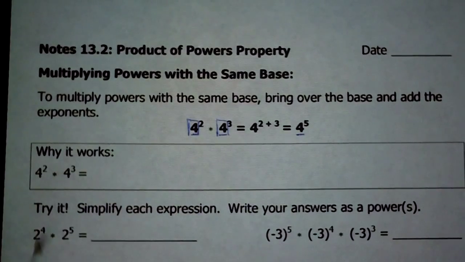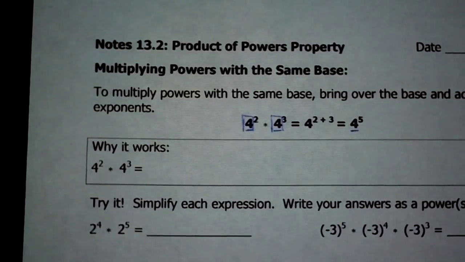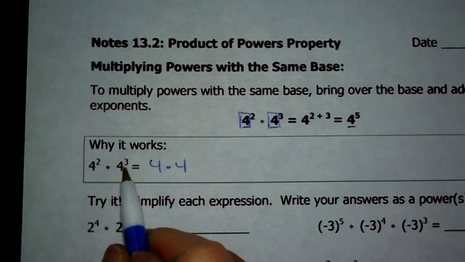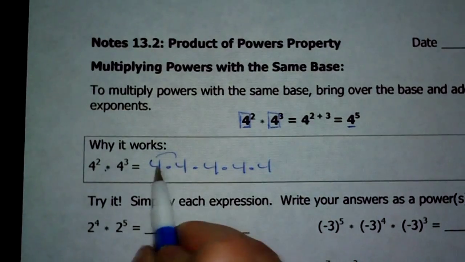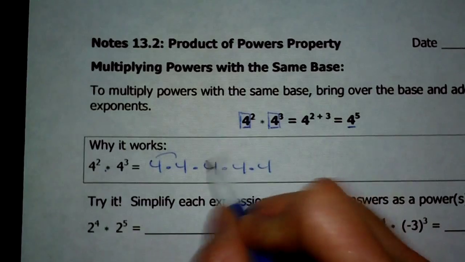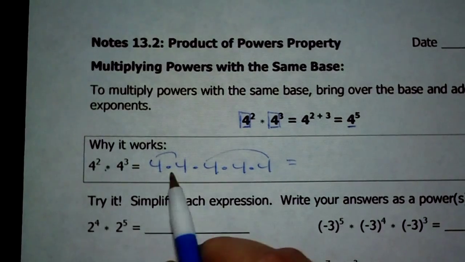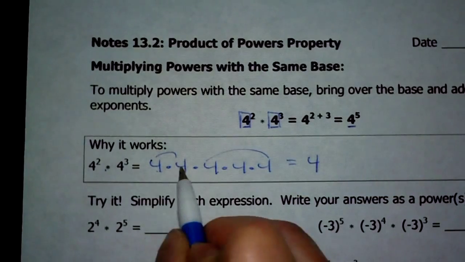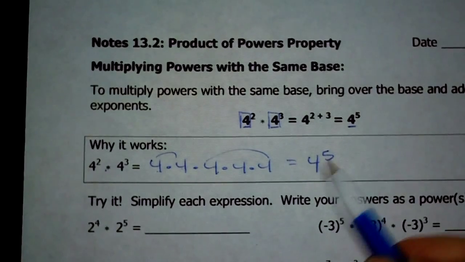So why it works, if you think about it, 4 squared, and yes, I want you to write this, everything I write you write. 4 squared really means 4 times 4, right? And 4 to the third power, if I'm multiplying this, means I have 3 fours. So this represents my 4 squared. This represents my 4 to the third power. In our first lesson, we learned how to rewrite this as a power, right? When you see the same base written over and over again, multiplied by one another, you can bring over that base and you use an exponent to tell you how many you have, right? So see how this is 4 to the fifth power?